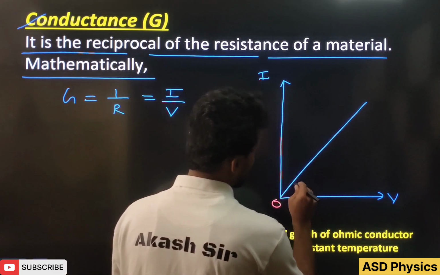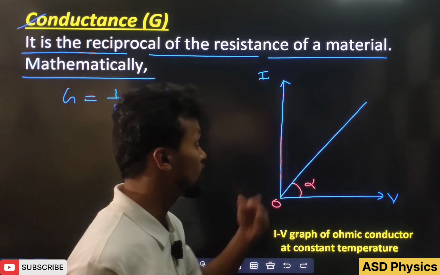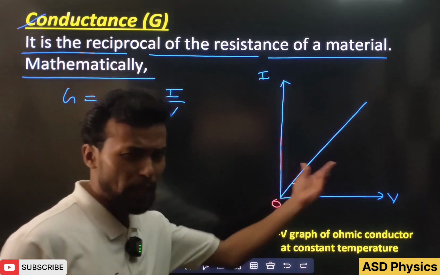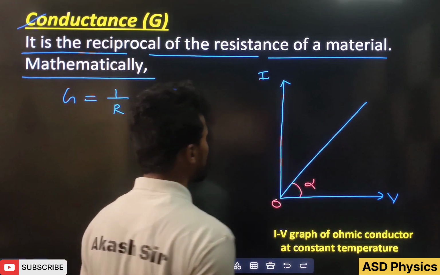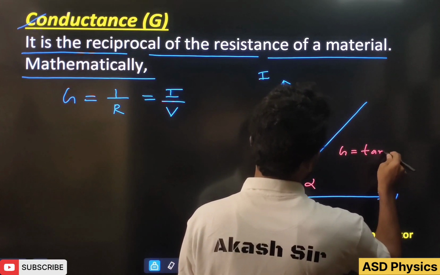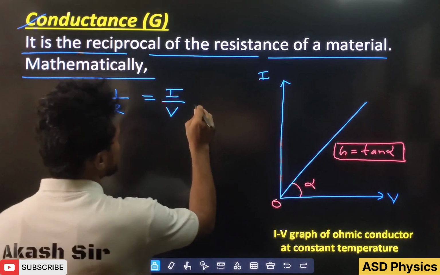So let's take, for example, this angle is alpha. Now the angle from the voltage axis is alpha. Now this V is the volt, I is ampere. I think this is very clear. So what will happen here is that this G is given by tan alpha. This conductance is given by G equal to tan alpha.